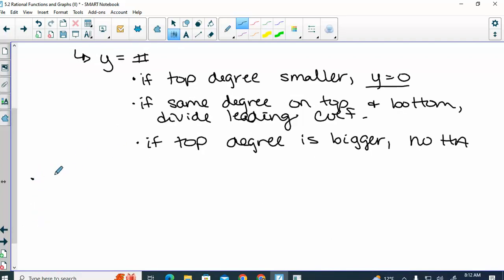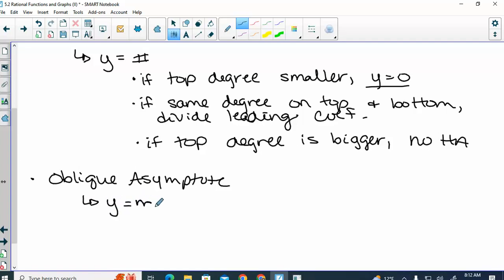The third type of asymptote is an oblique asymptote. These are going to be a regular line, y equals mx plus b.